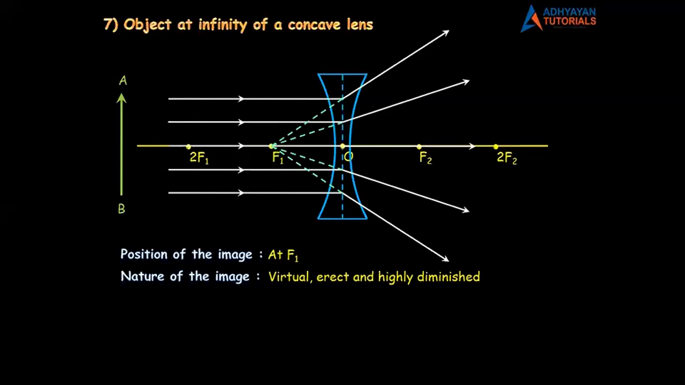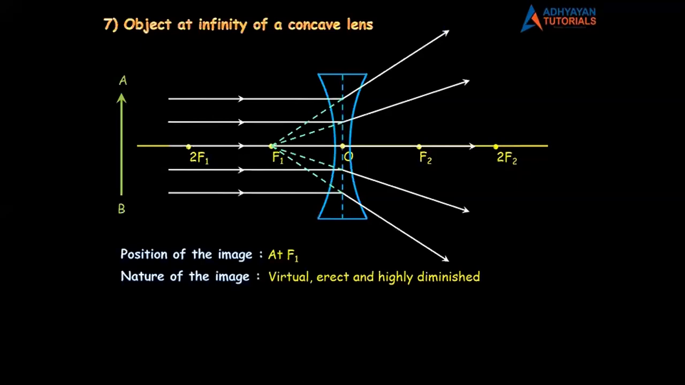ऊपर क्वेश्चन लिखो, क्वेश्चन नंबर 7. Object at infinity of a concave lens. And नीचे, write the position of the image and the nature of the image. Position of the image at F1. Nature of the image: virtual, erect, and highly diminished.